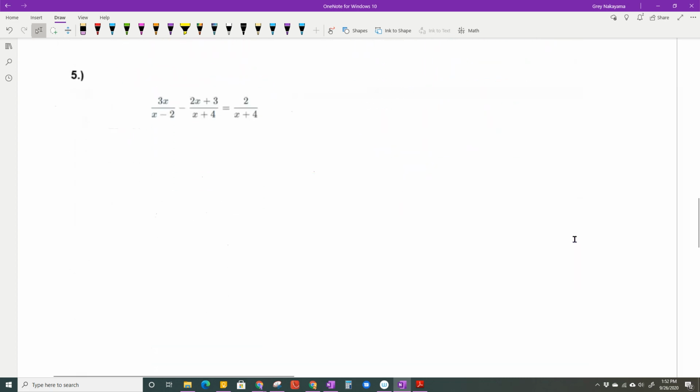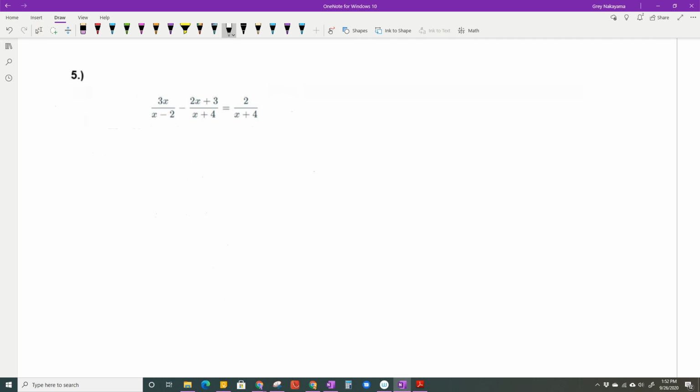Okay, number 5. 3x over x minus 2 minus 2x plus 3 over x plus 4 equals 2 over x plus 4. So I would encourage you to pause and see if you can come up with that least common denominator. Start back up, and let's see if you got it right.